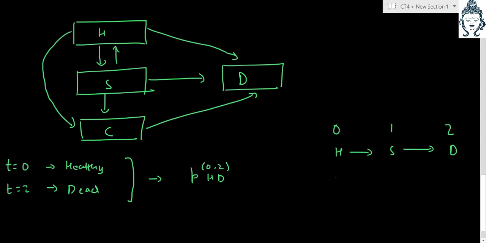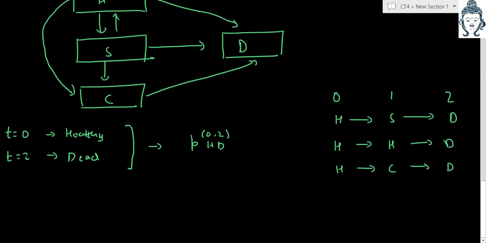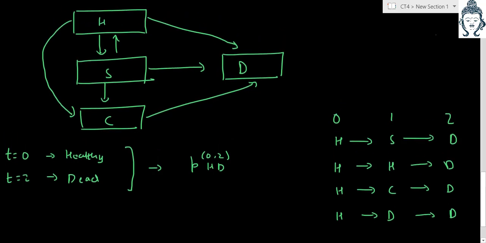Or he can remain healthy, and in the next year as well he remains healthy, and then he dies. Or he can get from healthy to critically ill and then he can die. This is the third possible chance. So healthy to critically ill and then die. Or in the first year itself, he dies. So he'll remain dead in the next year as well. So this is how my model can function.